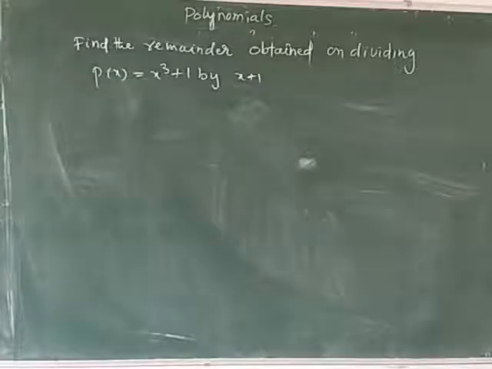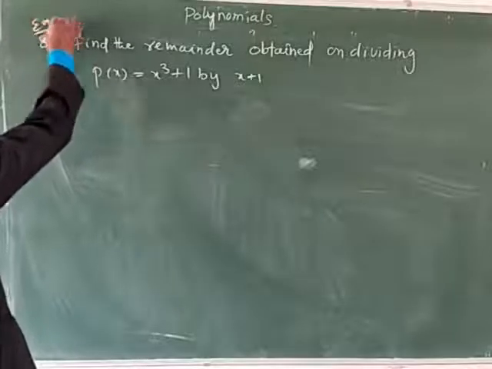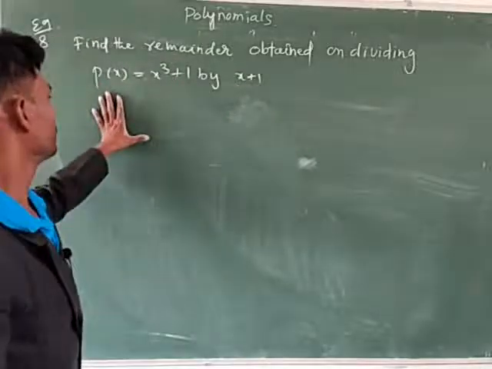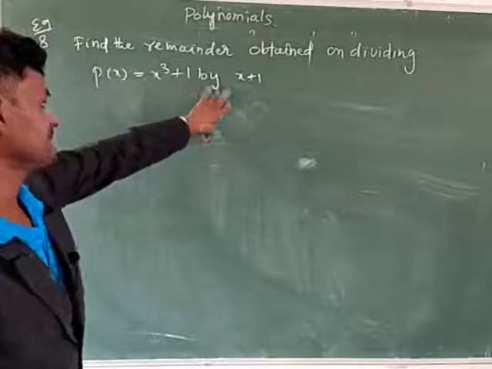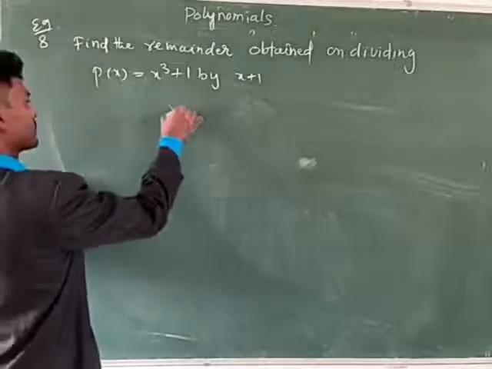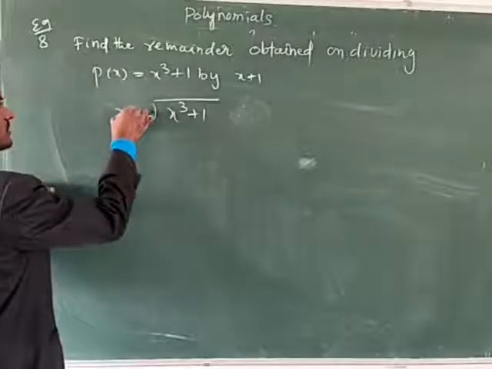Next problem, find the remainder. This is example 8. Find the remainder obtained on dividing p of x is equal to x cube plus 1 by x plus 1. You have to use the long division method. x cube plus 1 divided by x plus 1.